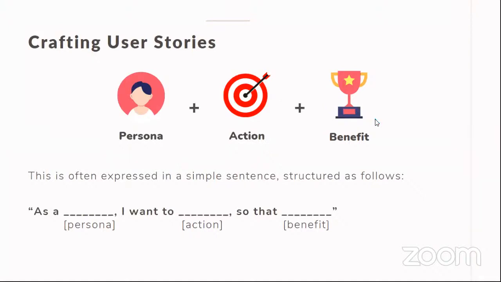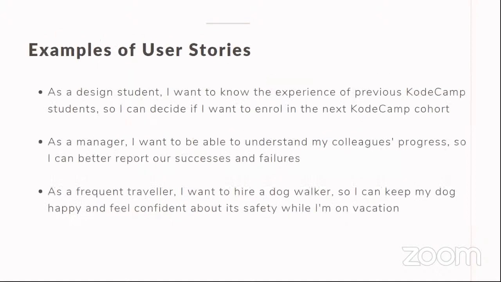So we put these three together and it gives us a simple user story. Again, a story is supposed to be like a paragraph or an entire essay, but in design, a story is just one line, like just one sentence. And it's very simple for anybody to understand. So let's see some examples.